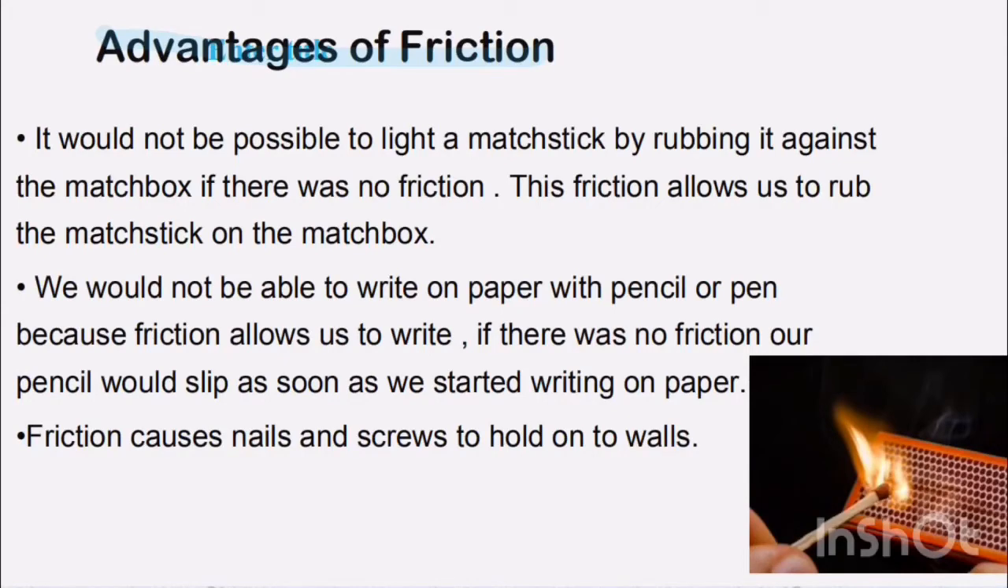Isn't it funny? We would not be able to write on paper with a pencil or pen because friction allows us to write. If there was no friction, our pencil would slip as soon as we started writing on the paper. Friction causes nails and screws to hold on to walls.